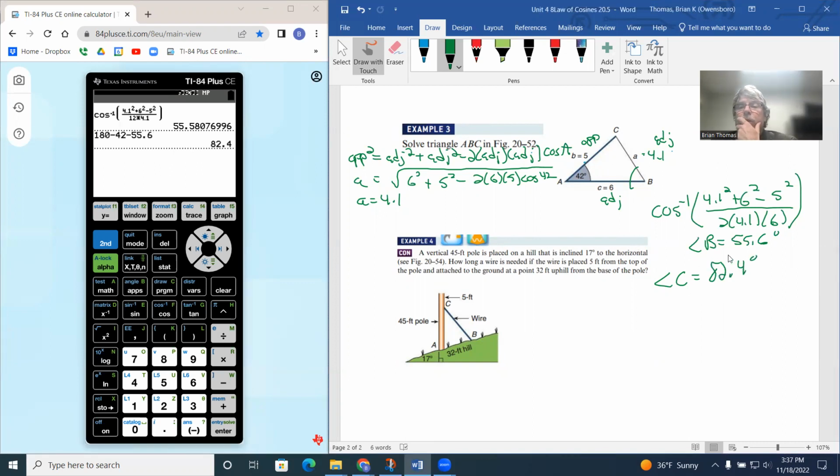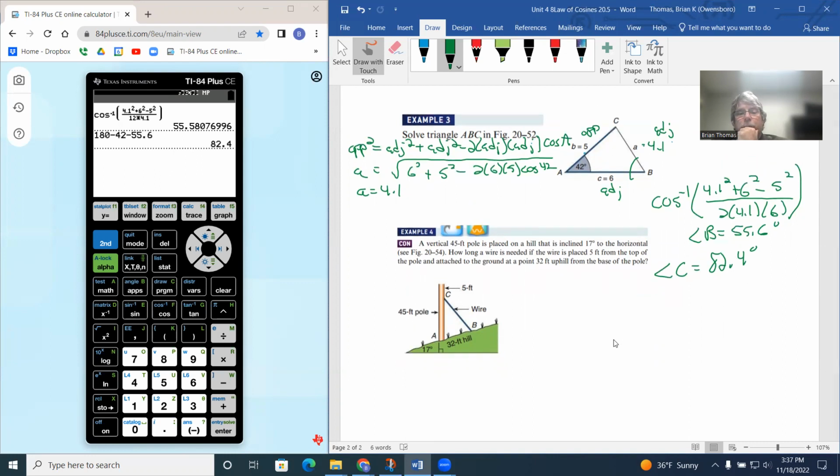So C was the biggest side, so it should be the biggest angle. So that looks pretty good. Okay. Let's look at this last example here and see what we can come up with.